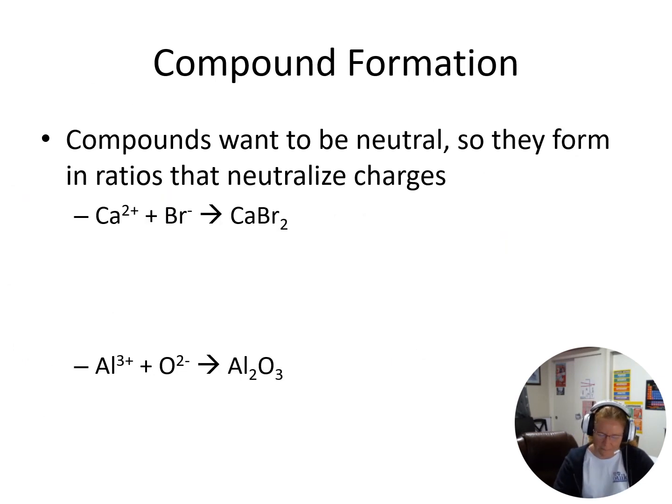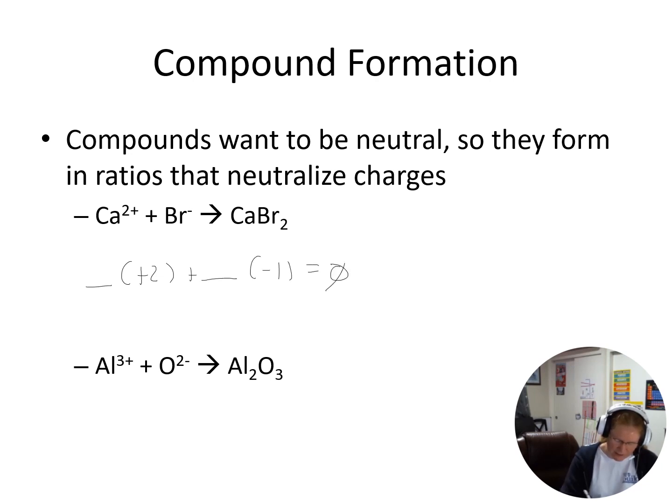Okay. All right, again, when we form compounds, we're trying to be neutral. So this calcium bromide, it's a lot like the magnesium chloride in that I have some number of calcium at +2 plus some number of bromine at -1. I have to have that charge balance of 0. This became a 1, 2, which is why we get the CaBr2.